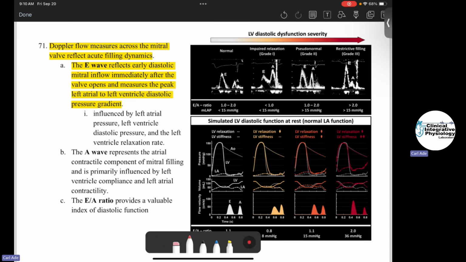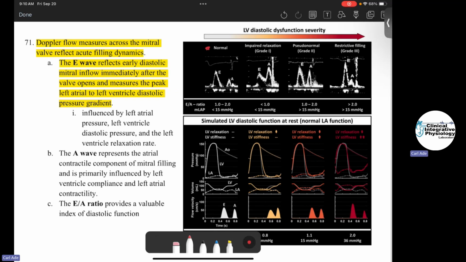If I jump to my figure here a little bit, here's normal. This is velocity, using that Doppler ultrasound, with a big E wave. If we compare it down here, this is from our Wiggers diagram. Again, here's normal. Here's our left ventricle, left atrium, and our aorta. During this early phase, volume goes up quite a bit in the LV, this big E wave. This is influenced by atrial pressure, left ventricular diastolic pressure, and how quickly that left ventricle relaxes.